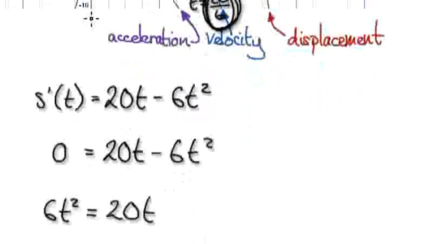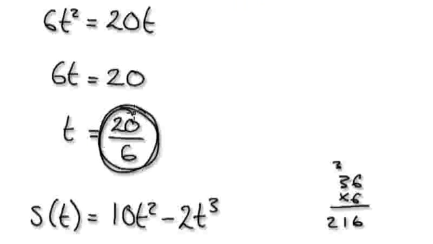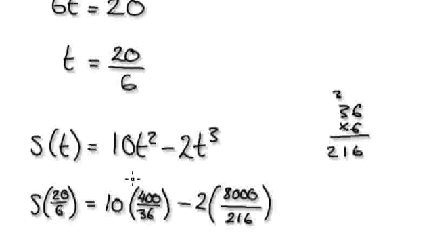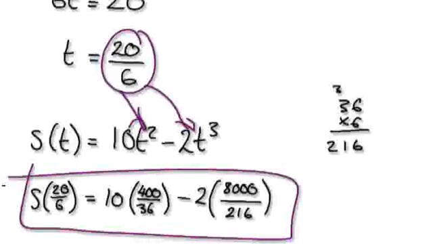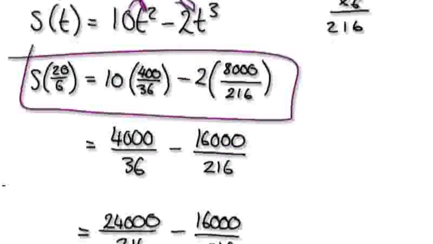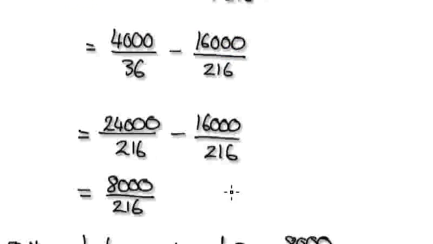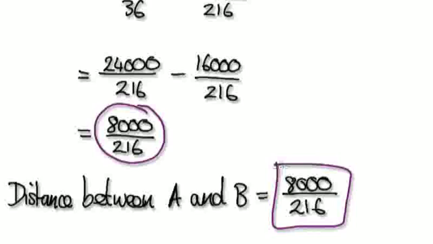But anyway, let's go back to here. So we found out that the velocity is 0 when t equals 20 over 6. So let's just put it into here. So we're going to put this into here and then into here. So that will give us this, and now it's just a matter of tidying it up. Okay, so tidy it up, and then it will give us this answer here. So the distance between A and B is given by this.